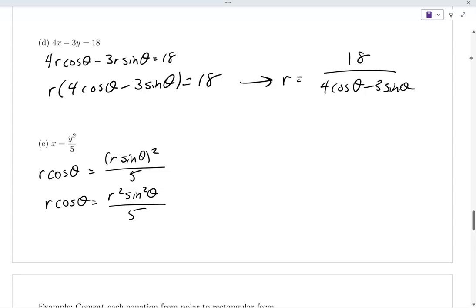Let's multiply by 5, divide by sine squared, divide over an r. We get r equals, I get a cosine theta, 5 cosine theta over sine squared theta.